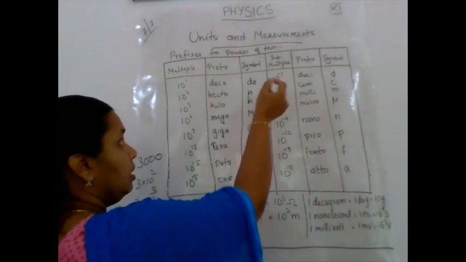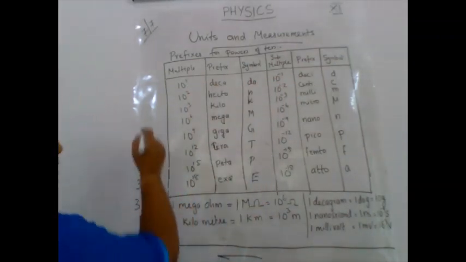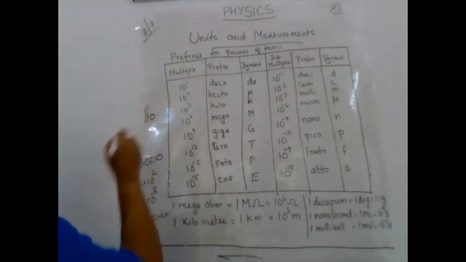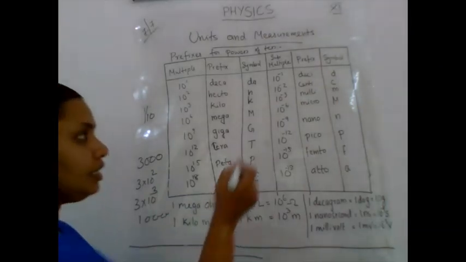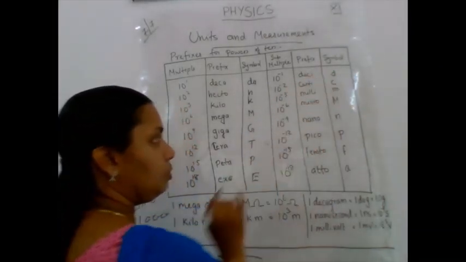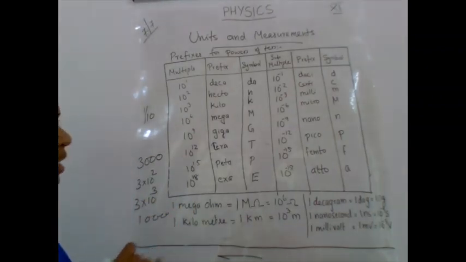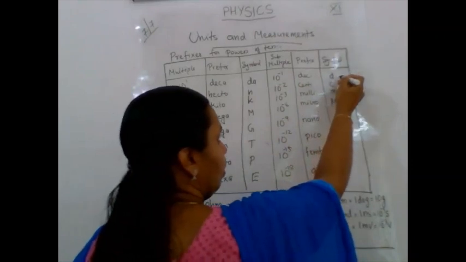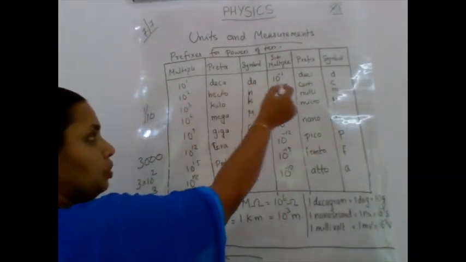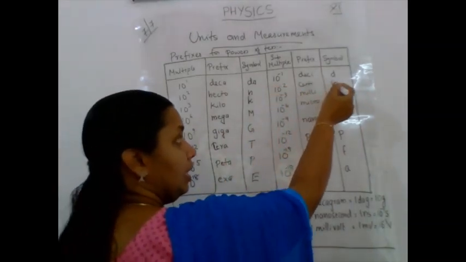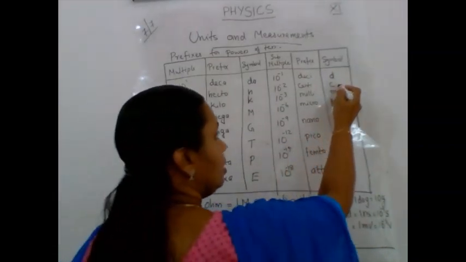And the submultiples, here it was 10 raised to 1 and here it is 10 raised to minus 1. What is that 10 raised to minus 1? 1 by 10. That is deci, small letter d. That is our decimal point, decimal system, 1 by 10. So it is deci and small d. And 10 raised to minus 2, it is centi. That is our centimeter, meter-centimeter relation, and it is small c.